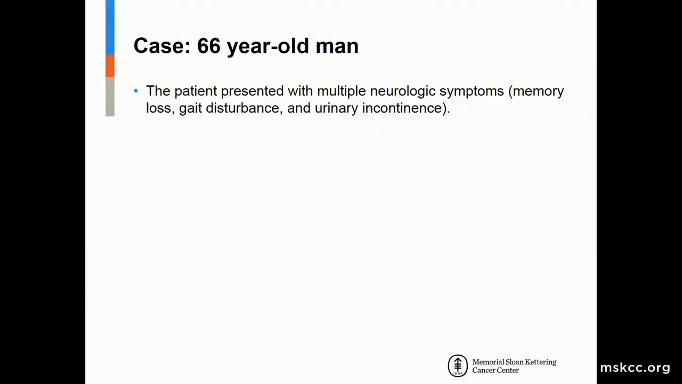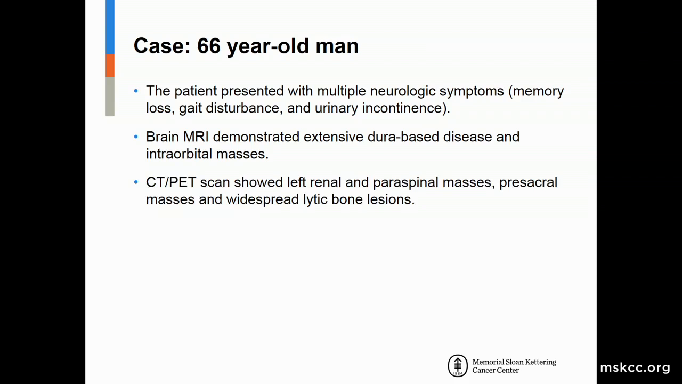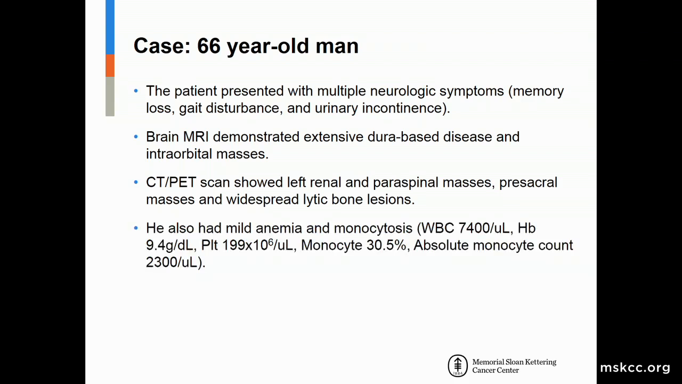Good afternoon, everybody. Today I'm going to talk about the case of a 66-year-old man who presented with multiple neurologic symptoms, including memory loss, gait disturbance, and urinary incontinence. I'm going to show radiology photos later, but the patient presented extensive dura-based disease, and also he had intraorbital masses. Also, he had multiple lesions, including renal, paraspinal masses, and multiple lytic bone lesions. In addition, he also presented mild anemia and monocytosis.